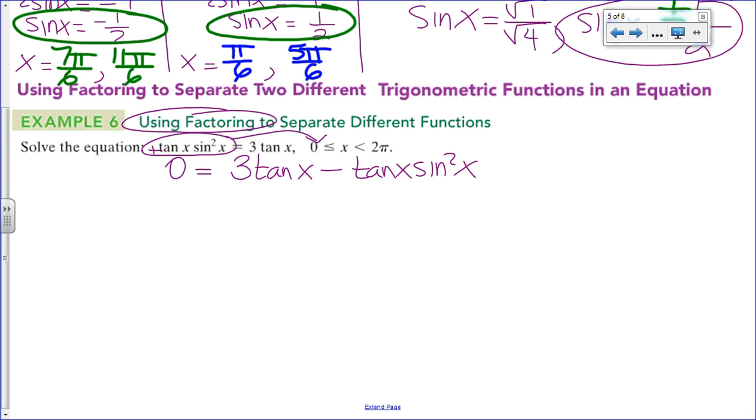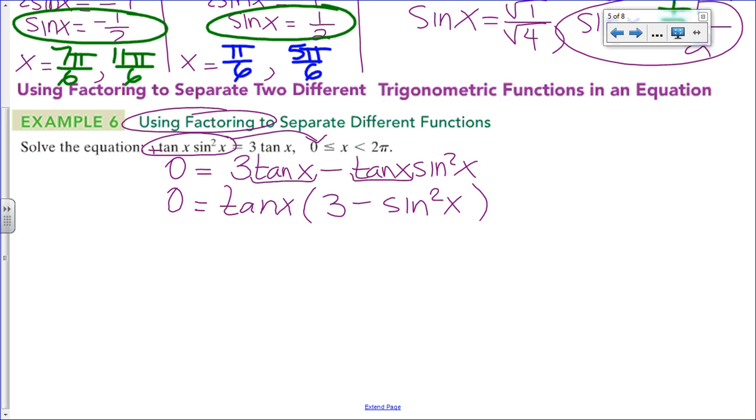Okay. Now, those two terms, and I say 2 because there are only 2, separated by the negative sign, have something in common. What is that thing in common? Tangent x, right? They both have it. So what I'm going to do is factor that out as if it were the GCF. Well, in fact, it is the GCF, the greatest common factor. So you factor tangent x from that expression, and you will get a 3 minus sine square x.